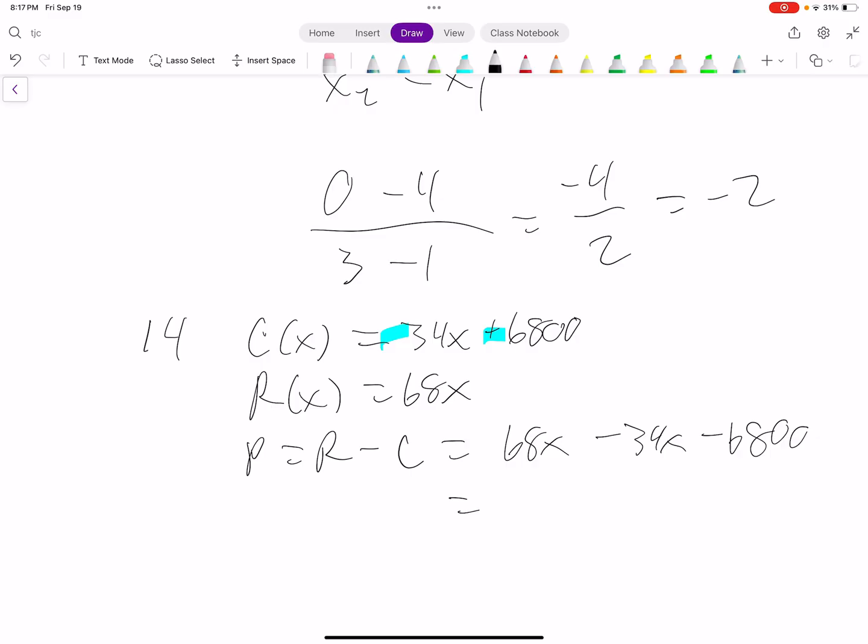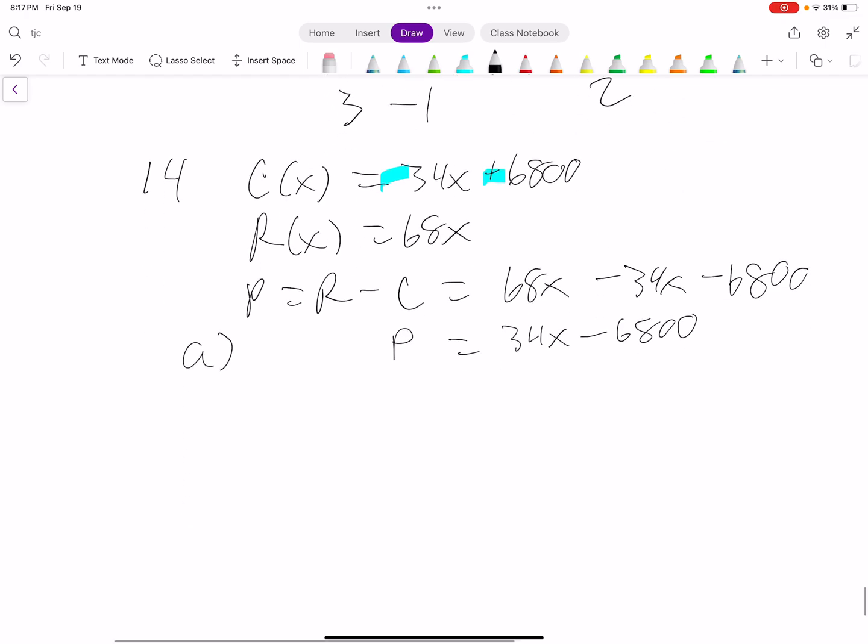So that'll give you 34x minus 6,800, and this is your profit. So that's part A, find the profit. Part B, find the break even. Well, break even is when profit equals 0. So you're going to set this equal to 0.